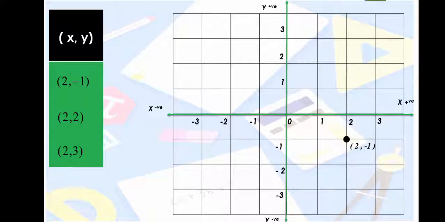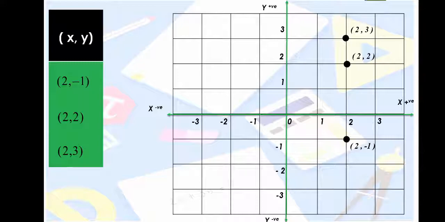Next ordered pair is 2 and 2. Both values of x and y are positive. So 2 and 2 are intersecting on this point. Mention the ordered pair 2 and 2. Next is 2 and 3. 2 and 3 is intersecting on this point. So mention the ordered pair 2 and 3.